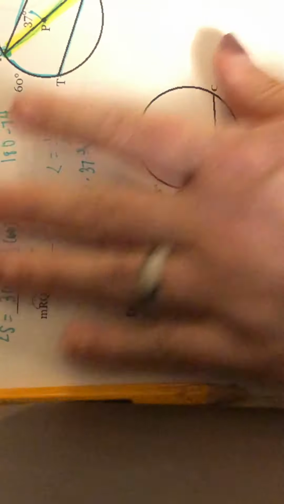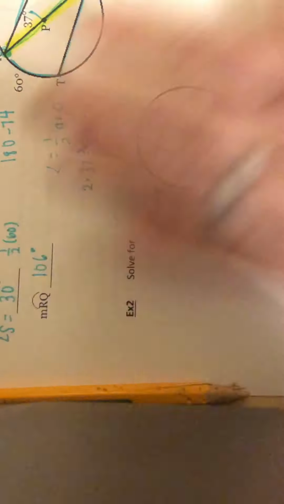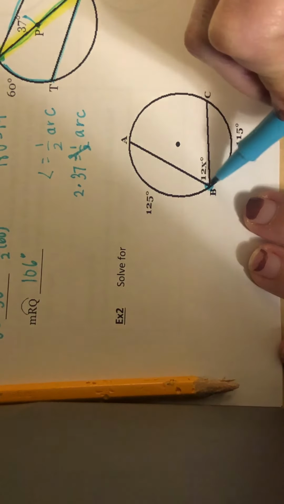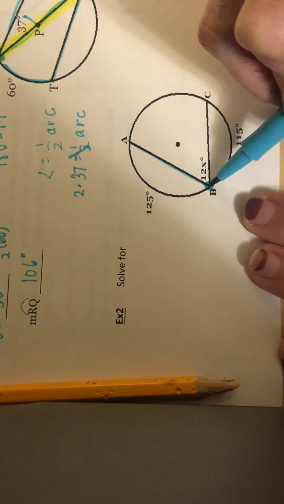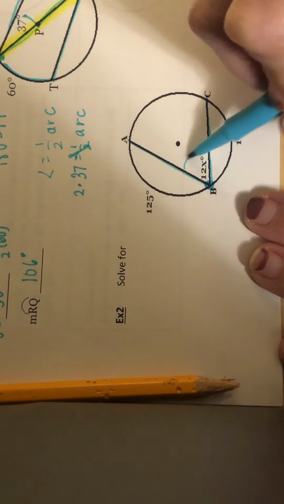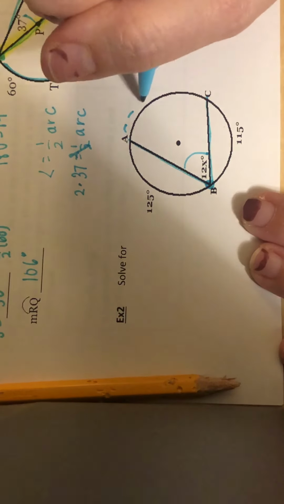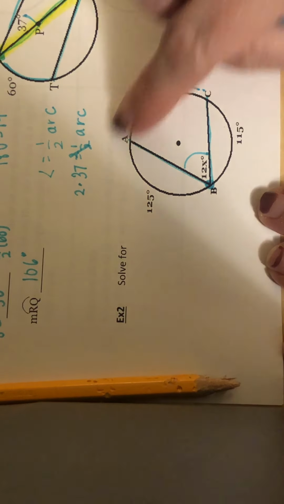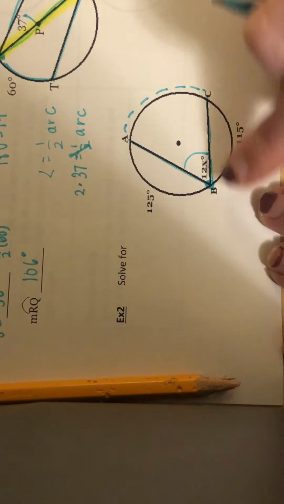Okay, so let's move on to example 2. All right, so when I kind of come across a picture like this, I want to think about, okay, what do I know? Well, here's a vertex on the circle. So I know that this angle right here is half of its intercepted arc. So 12x is half of what that arc is. So if I want to get this arc, I'm just going to double 12x.